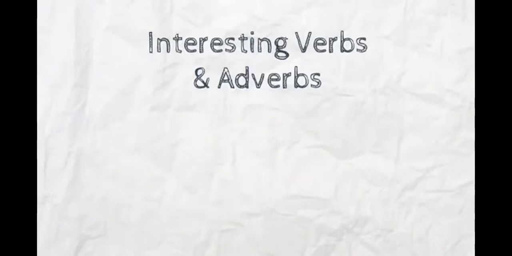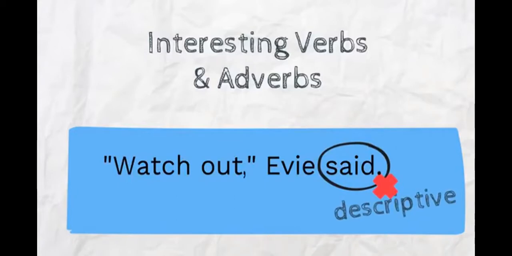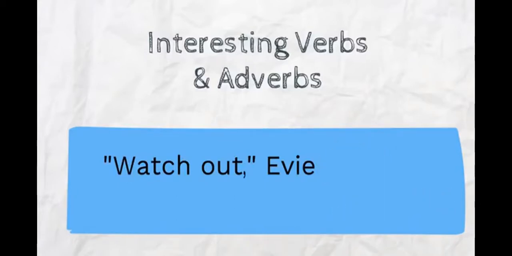Here's another example. "Watch out," Evie said. What do you notice about the verb said? It doesn't give much detail, does it? What are some more descriptive verbs that could have been used? Shouted, whispered, laughed. Each of these adds a lot more detail to the sentence.